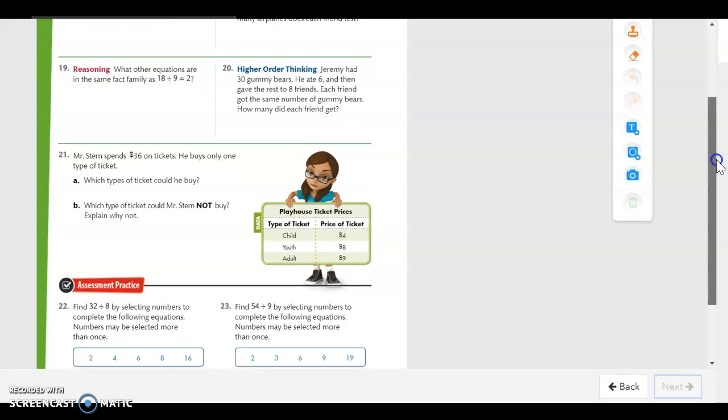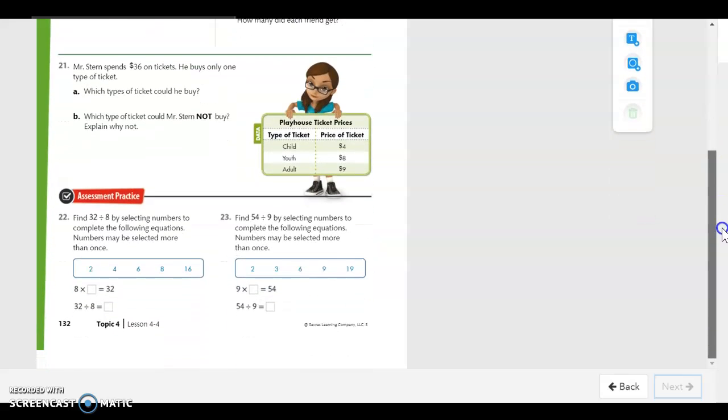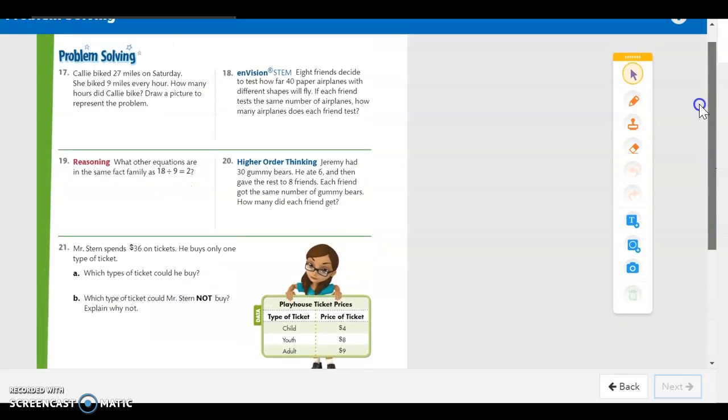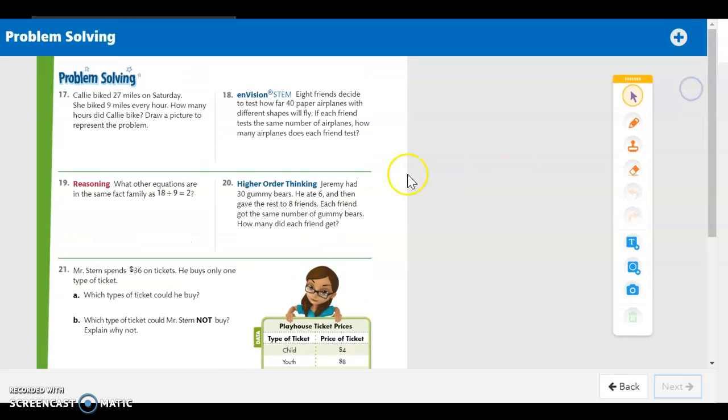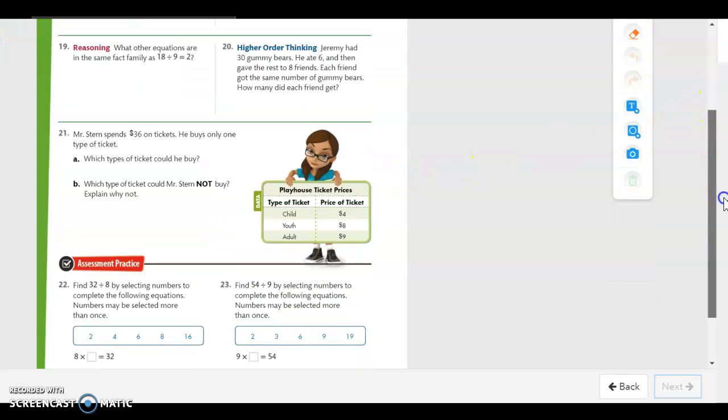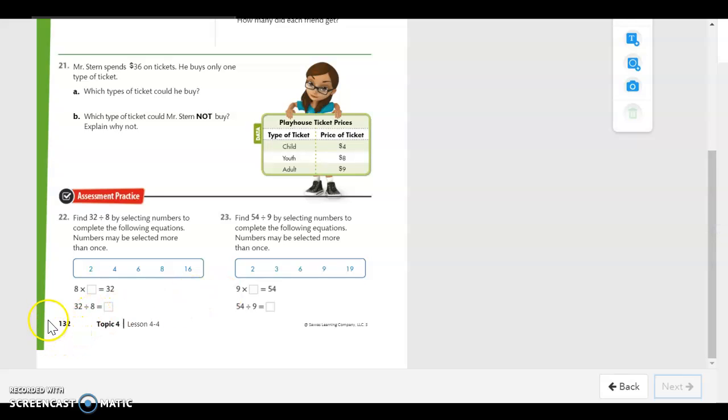You don't really need your computer anymore for this part if you don't want, but if you want to just look at it in a different way, you sure can. But once again, write all your answers in your book. Here's your page number right here, 132. All right, have a great time today in math.